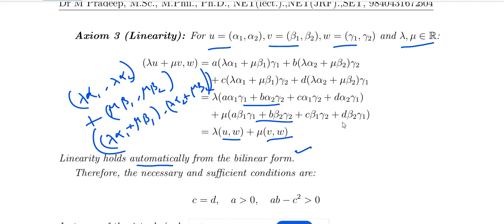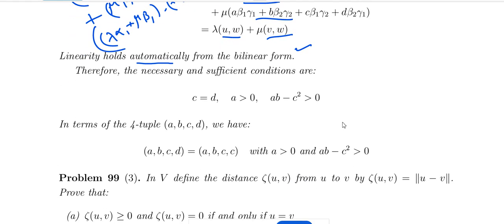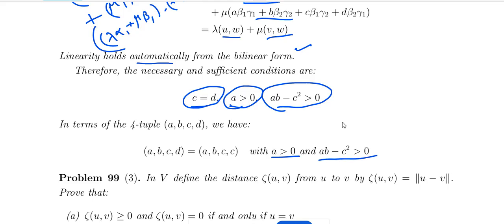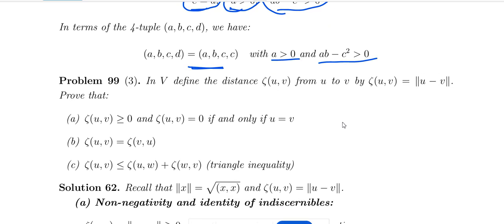So the necessary and sufficient conditions: what are the values of a, b, c, d, the four tuples? Find all four tuple values. The first condition, c equal to d. The second one, a greater than 0 and ab minus c square greater than 0. So the four tuple is of the form a, b, c, c with the condition a greater than 0, ab minus c square greater than 0. This is called the four tuple values. Okay, like this you can construct. What we have done is apply the inner product space definition.